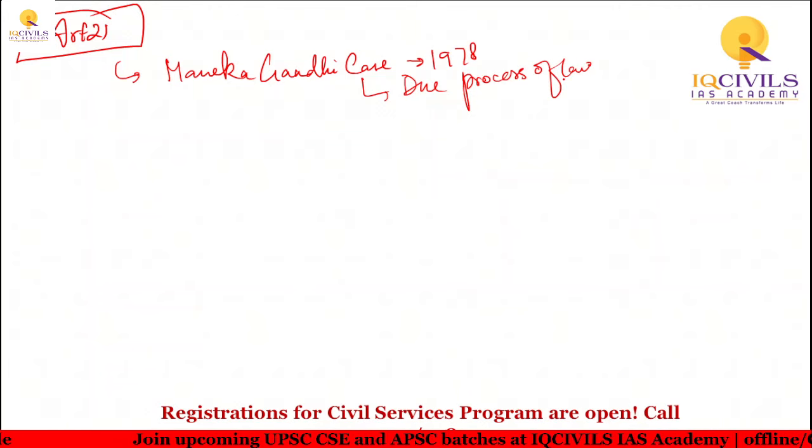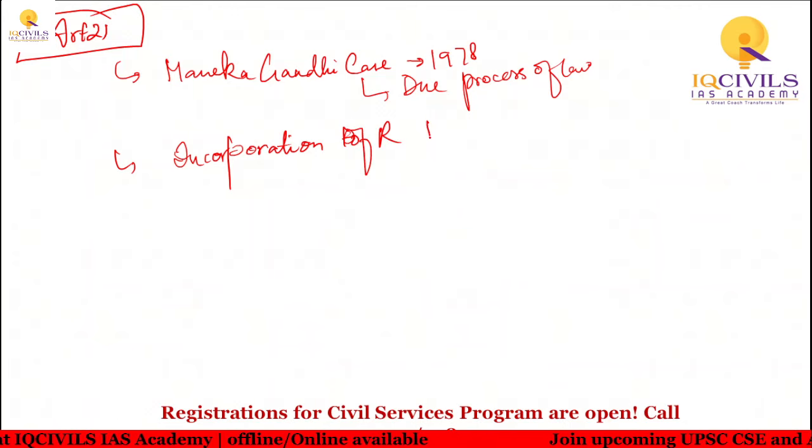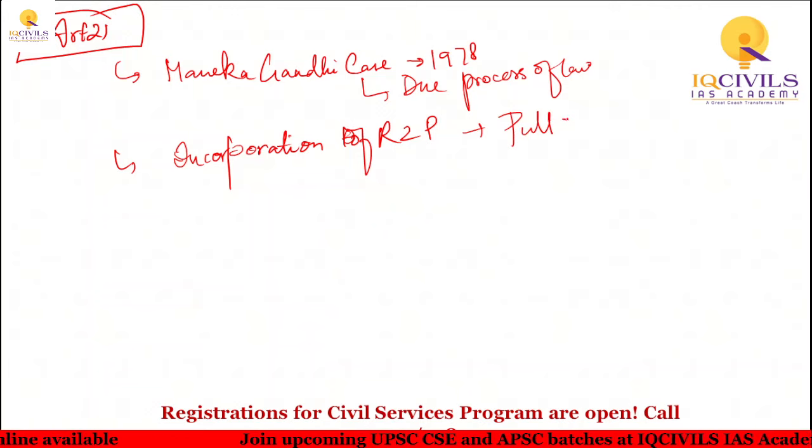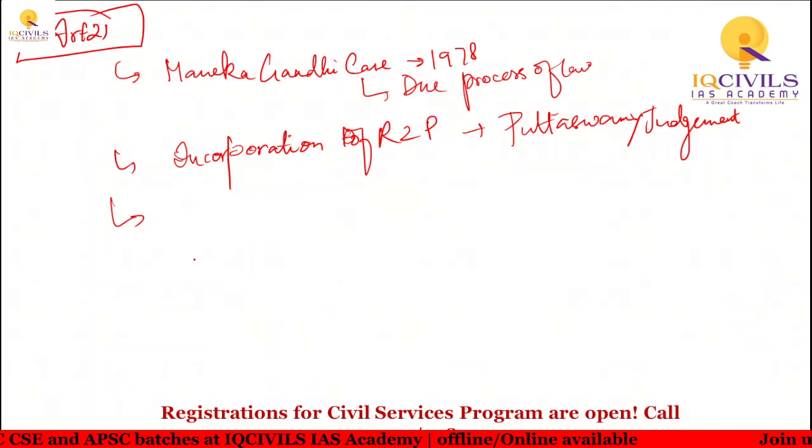Getting my point, that is the most important thing. Then right to privacy was incorporated in 2017. Now right to privacy, कौन सा जजमेंट आया था? पुट्टस्वामी जजमेंट। Getting my point, then there are other issues also. Now why this incorporation of right to privacy came because of the changing dynamics of digital society.